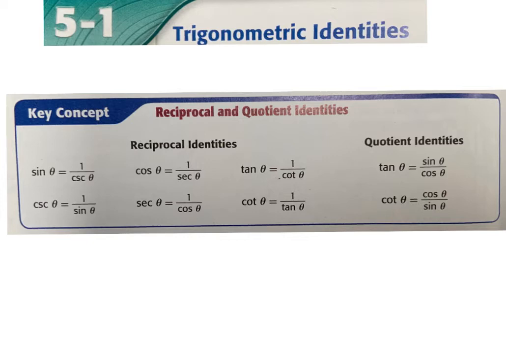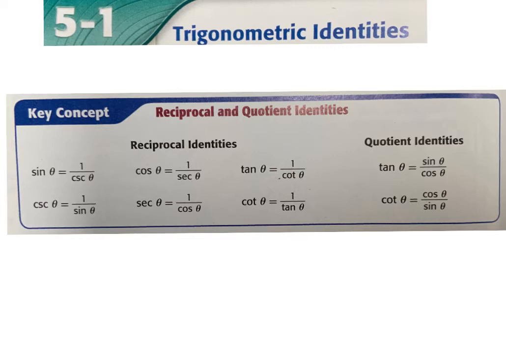Quotient identities are also somewhat familiar because of the y and x. Tangent is your sine over your cosine. We've done this with the unit circle. Cotangent is cosine over sine. So all of these identities we have done before. We are starting with easy ones. Let's look at how we use these.